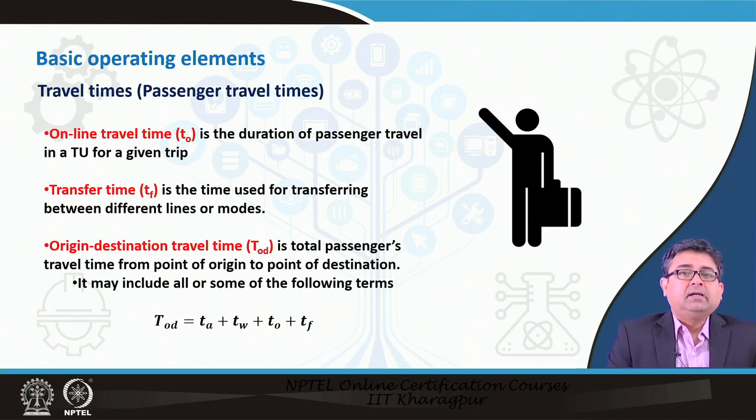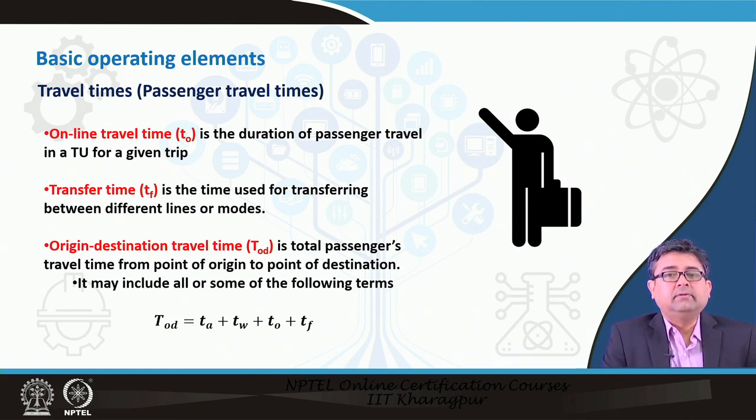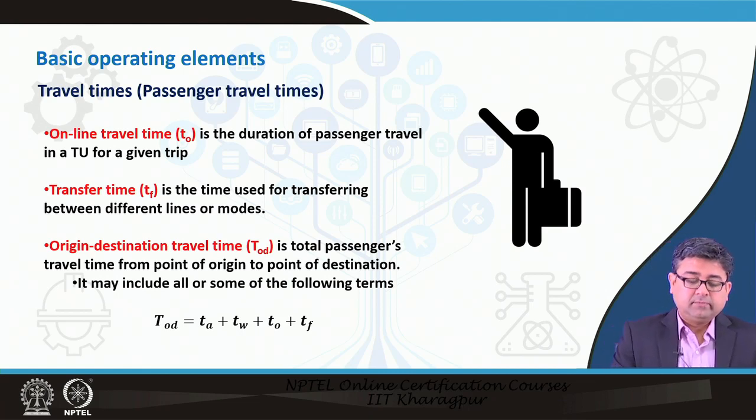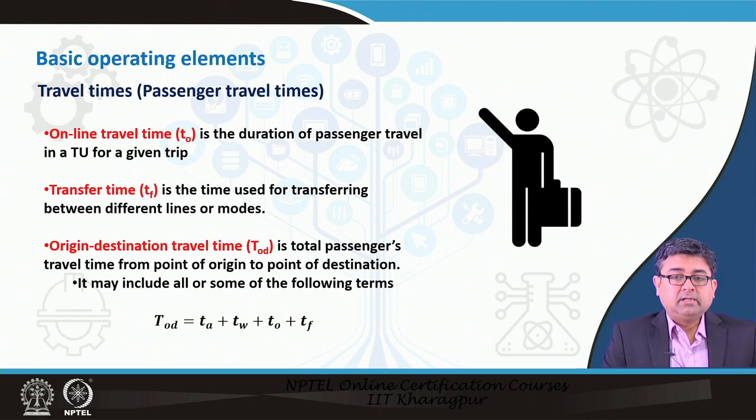And then comes the final origin destination travel time, that is the total passenger travel time from point of origin to point of destination. So, that is the summation of the access time, wait time, the online travel time, and if there is any transfer time involved. All of those summed together is what is called the origin destination travel time.